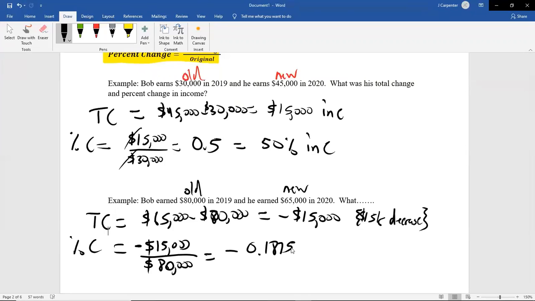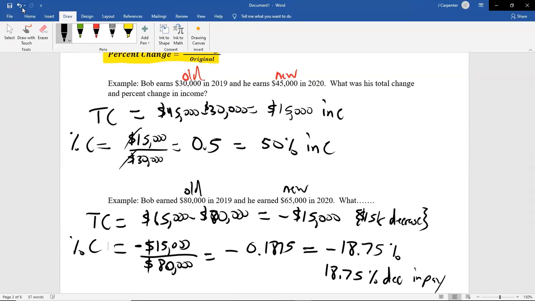That is not a percentage, that is not your answer, you must convert it. Decimal goes right twice. Remember, a percent should always look bigger than its decimal equivalent. And we get 18.75% negative, which is a decrease. So you can say negative 18.75%, or you can say it's an 18.75% decrease in pay.